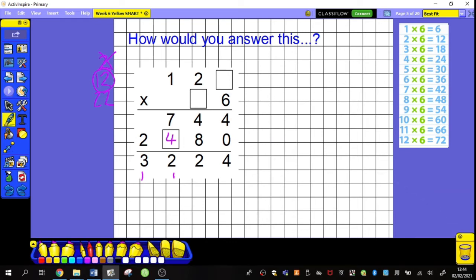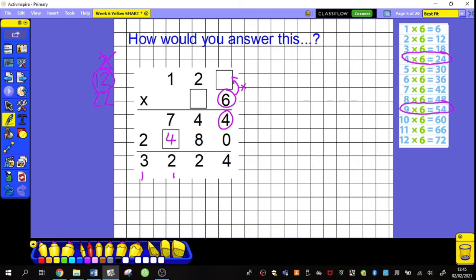Here's where it gets slightly trickier. My 2 at the top. First of all, 6 times this, missing 1, must equal something ending in 4. Because I know it can't equal 4 because that 4 isn't in the 6 times table. So it must equal something ending in 4. So I'm going to see what ends in 4 in the 6 times table. Well, 24 does, which is 4 times 6, and 54 does, which is 9 times 6.